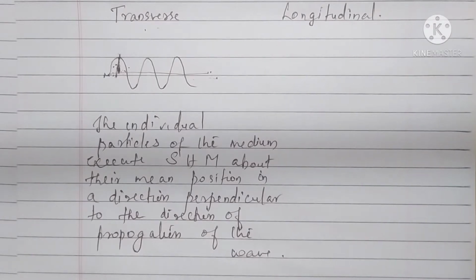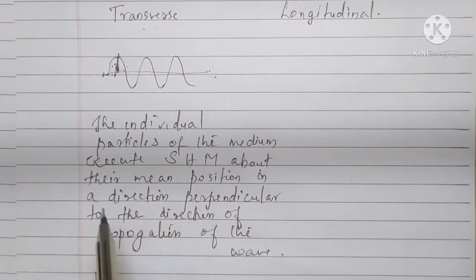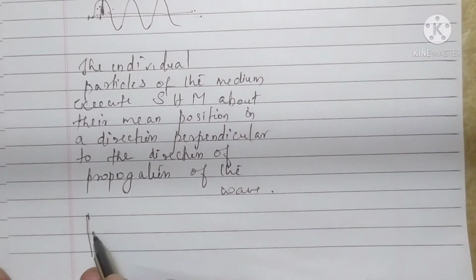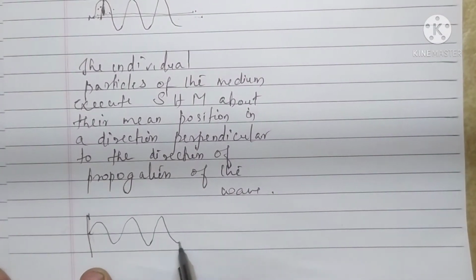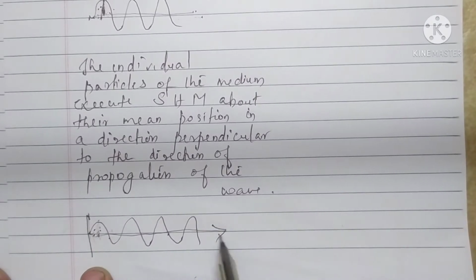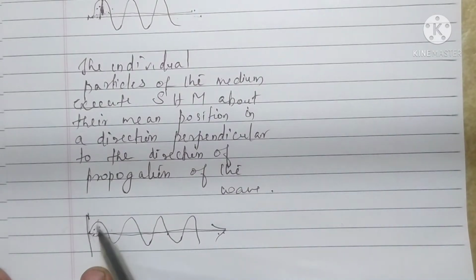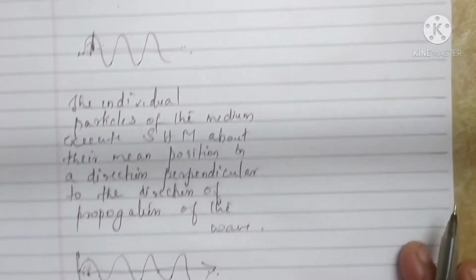That means when you are fixing a string on a particular point and you are stretching the string and releasing, you can see a wave produced on it. And in this wave motion, you can see the particles vibrating like this about their mean position, which means the particles which are in motion are perpendicular to the direction of propagation. This is the direction of propagation. Waves are propagating in this direction, isn't it? So each particle is perpendicular to the direction of propagation. That is called transverse wave.